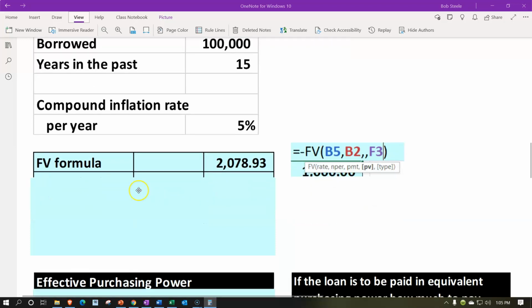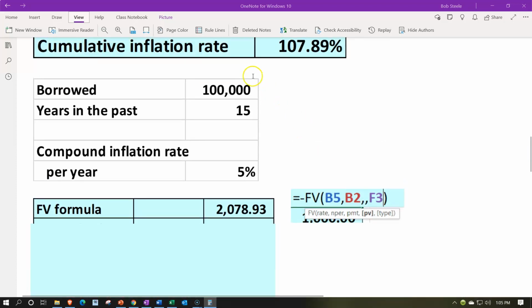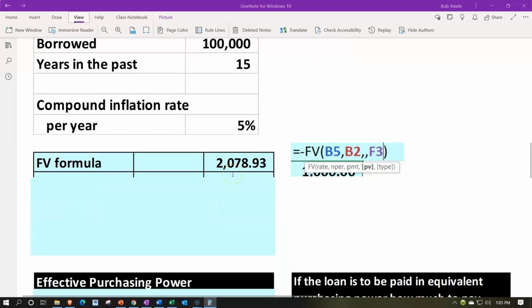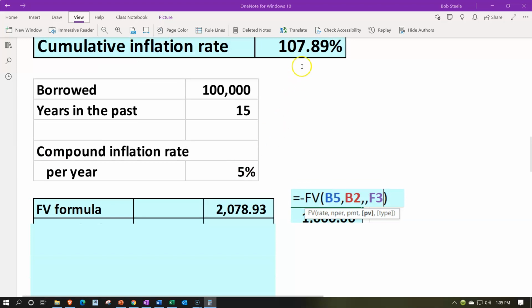So we might then say, well, the future value formula would be negative future value, and it's going to be the rate, which is going to be the 5%, comma, number of periods is going to be 15, comma, because it's not an annuity, but future value of 1 to get to the future value. And then you've got the present value of the 1,000. So the 100,000. And that would then give us that 2,078.93 as well, just as this one.